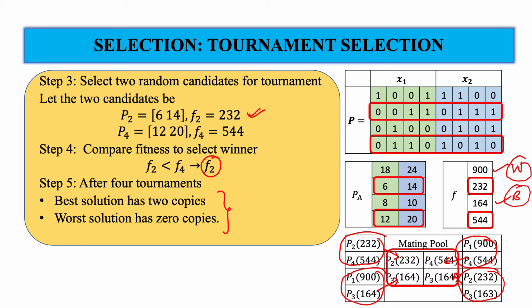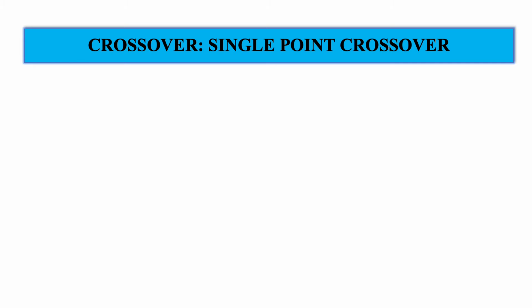Okay, so depending upon the other parameters, the rest of the solutions can occur either once or twice, or they may not even occur. Okay, so that's how the selection process takes place in a genetic algorithm. Once the selection tournament is completed, we are going to implement crossover, single point crossover.